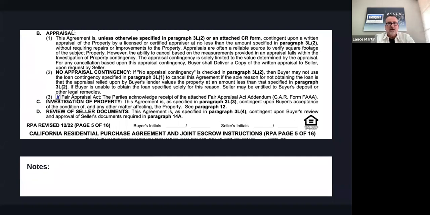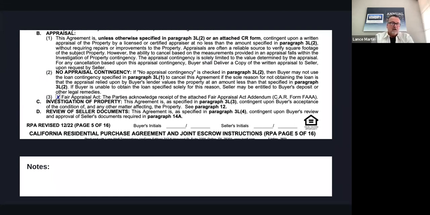Sometimes we have success, sometimes we don't. If there is no appraisal contingency, it says exactly what it says. Be careful with this though, because if you're waiving appraisal contingencies and the appraisal comes in low, you may have some issues with that. Depending upon the type of financing, that in itself could be a problem. You can't waive that appraisal contingency.